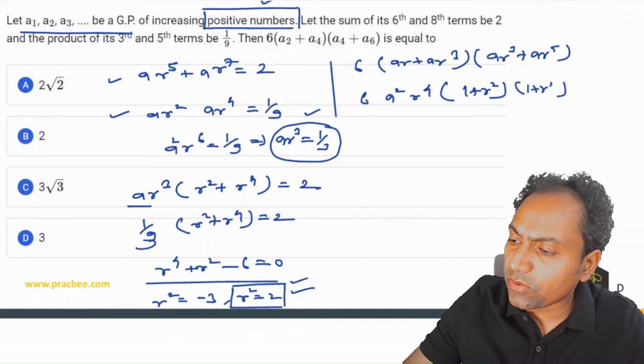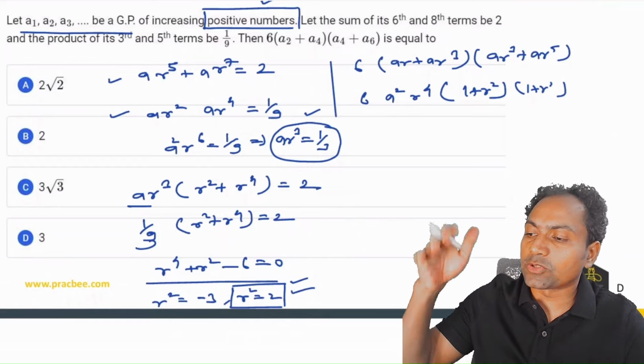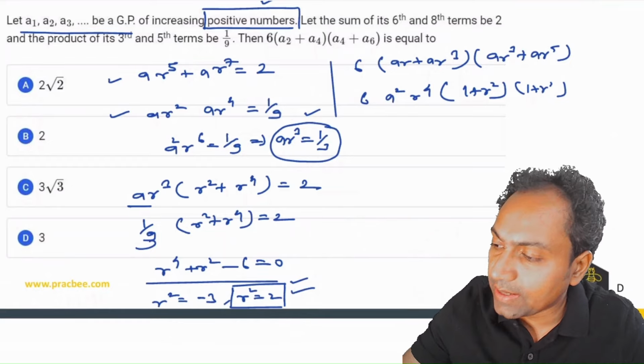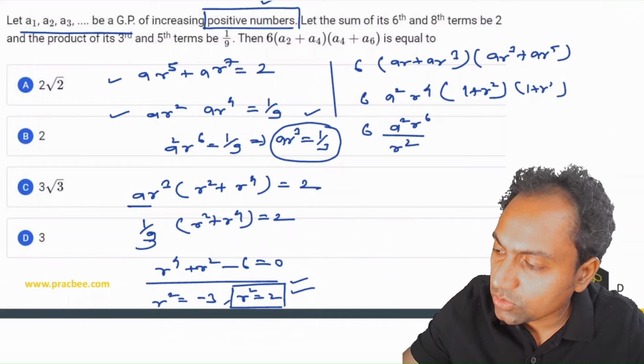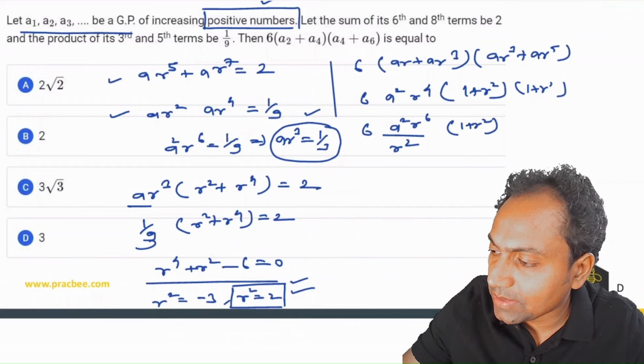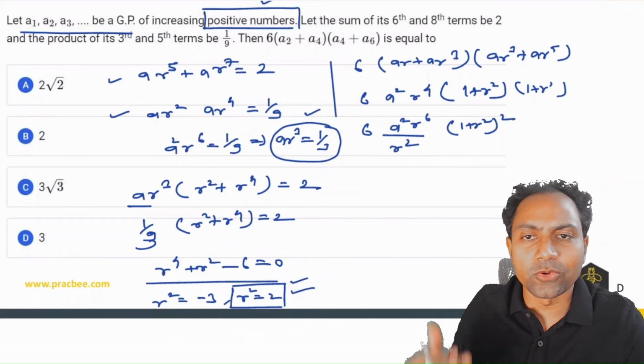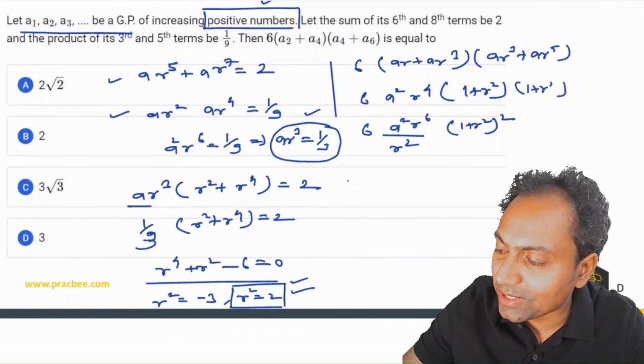Now, since I want something in the powers of ar raised to the power 3, I can take this as a square r raised to the power 6 by r square. And this will become 1 plus r square whole square. Now, what I need to do is just substitute the value and get the answer. So let us quickly do that.